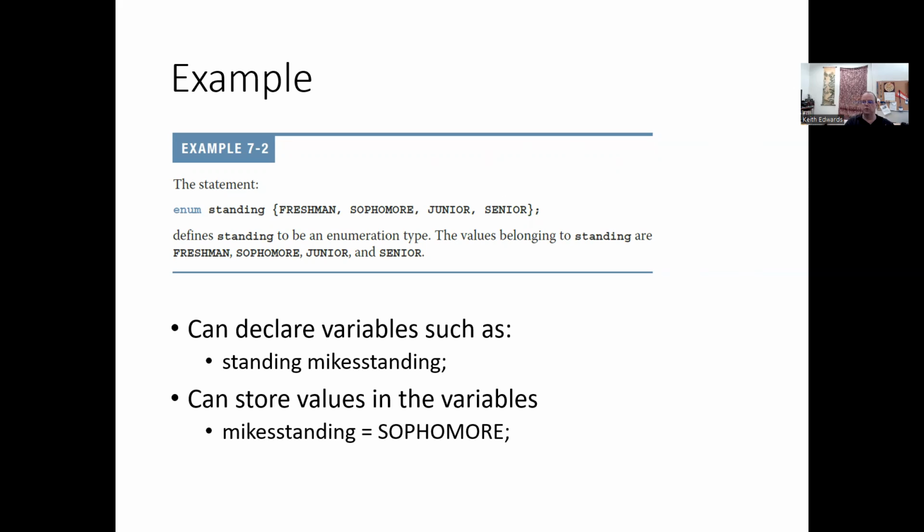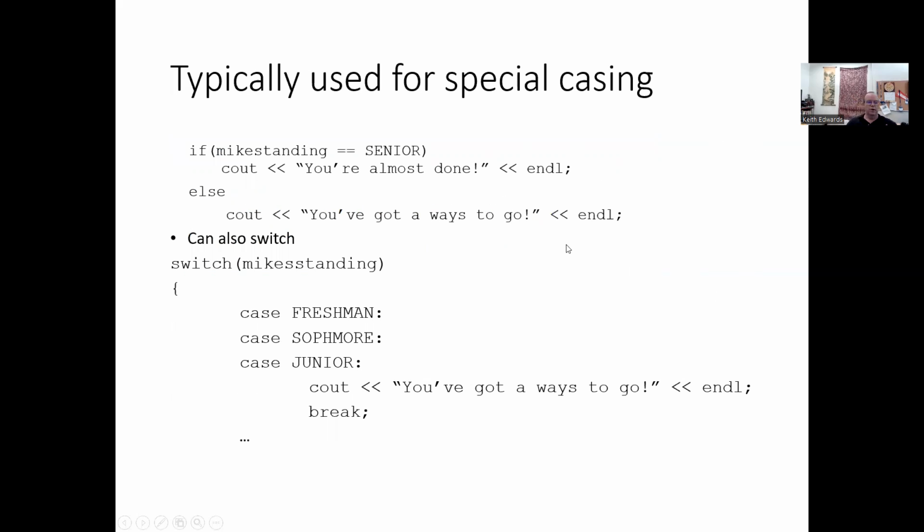If you don't give a name to an enumeration type, it becomes an anonymous type, but you probably want to avoid doing that for 150. So if Mike standing is equal to senior, you could say almost done. Otherwise, you could say, well, you've got a long way to go in your studies.